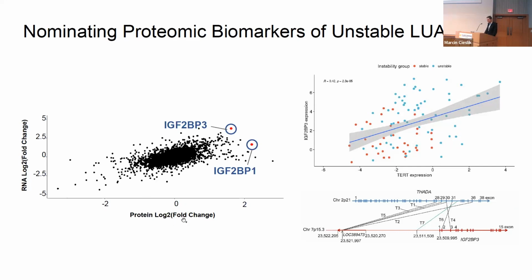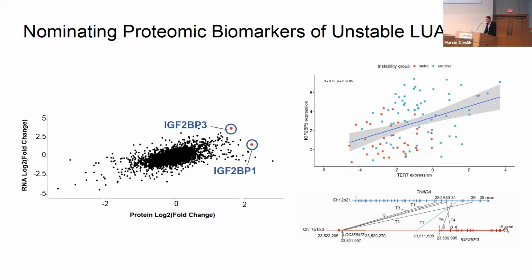specimens, this allowed us to compare the unstable to the stable tumors, and we identified IGF-2BP3 and IGF-2BP1, two related RNA binding proteins with very unclear functions, as being most associated in those unstable tumors. We chose this as a potential biomarker due to two facts. First, there was a very clear association between IGF-2BP3 expression and TERT expression, really bolstering the case that both are present in the subset of unstable tumors.